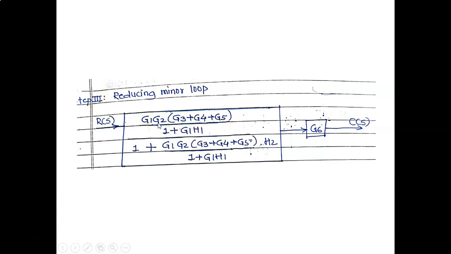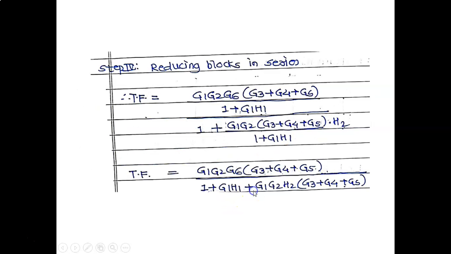Therefore, what will be the value? G1 G2 into G3 plus G4 plus G5 divided by 1 plus G1 H1, divided by 1 plus G1 G2 H2 into G3 plus G4 plus G5 divided by 1 plus G1 H1. This block is there, into another block G6. Then output is there. Now, since these two blocks are in series, they will get multiplied with each other. Therefore, transfer function is G1 G2 G6 into G3 plus G4 plus G5 divided by 1 plus G1 H1, divided by 1 plus G1 G2 H2 into G3 plus G4 plus G5 divided by 1 plus G1 H1.